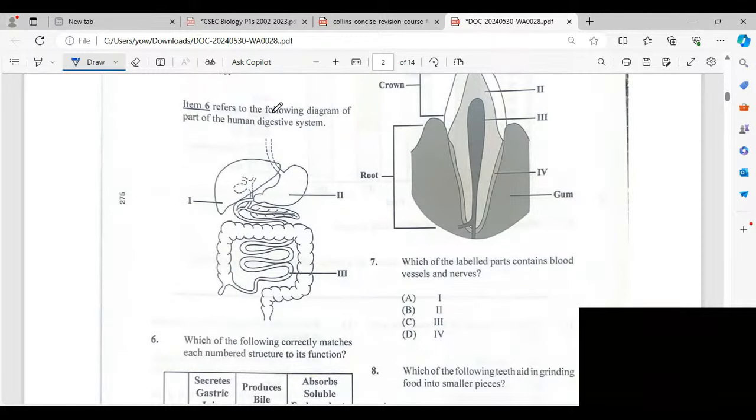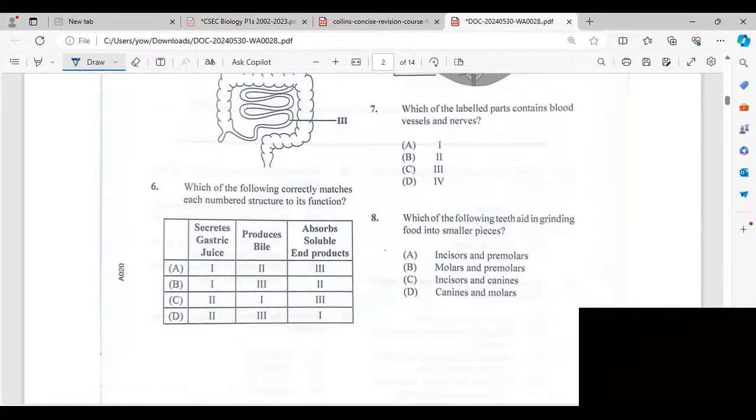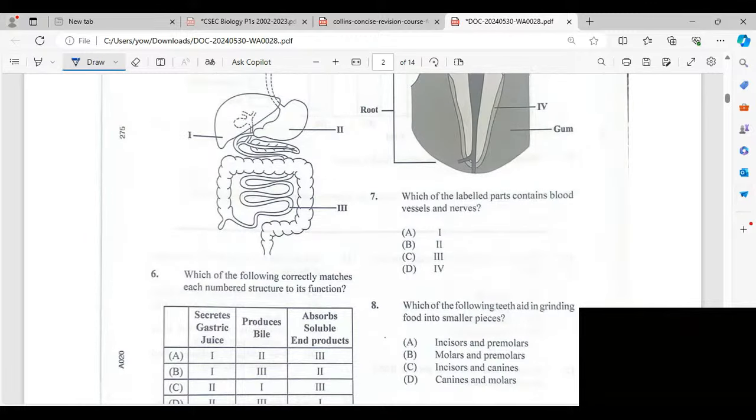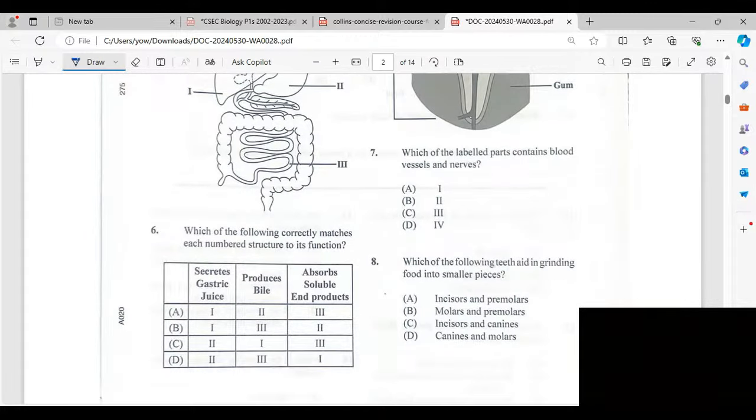Next, item 6 refers to the following diagram of part of the human digestive system. So 1 is the liver, 2 is the stomach, and 3 is the small intestine. Which of the following correctly matches each numbered structure to its function? It says secretes gastric juice, that would be the stomach, so you're looking for anything that starts with 2. C and D start with 2. Next, produces bile. The liver produces bile, and the small intestine absorbs soluble end products. So the answer for 6 would be C.